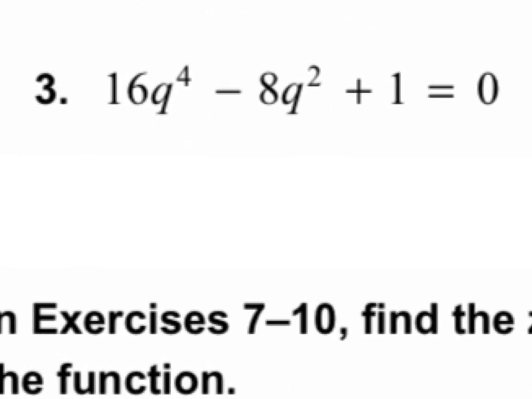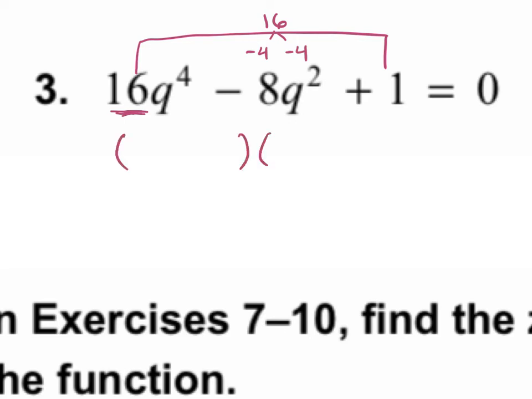So what should we do if we start with a number that's not 1 and we can't take anything out? Yes, we do this thing. We multiply the first and the last. So what's 16 times 1? Well, 16. Now we need to see, do we have two factors of 16 that add to negative 8? Negative 4, negative 4. So what's going to go into our parentheses here? Q squared minus 4 and q squared minus 4.